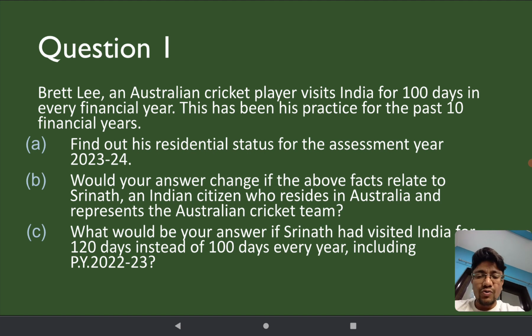Second, would your answer change if the above facts relate to an Indian citizen who resides in India and represents the Australian cricket team, so a person of Indian origin? Would it change? What would be your answer if he visits India 1 in 20 days? So for all 3 conditions you have to check and find out the answer, and you will see the solution down below. But before seeing the actual solution, try to solve by yourself, right?